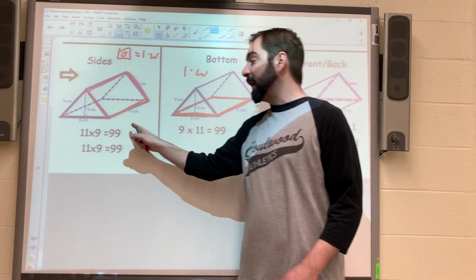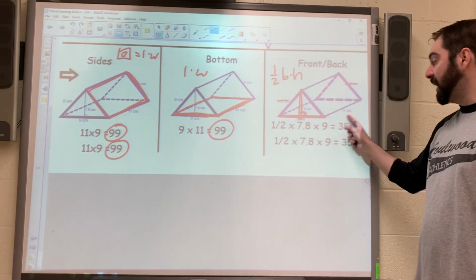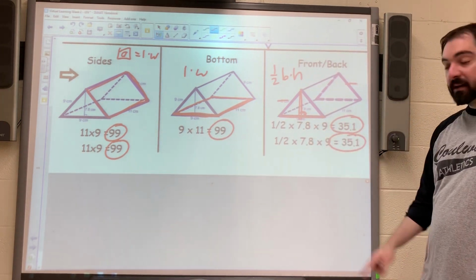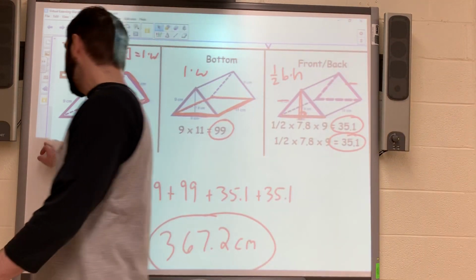I have all 5 dimensions. I have my left side, my right side. I have my bottom. I have my front. I have my back. Last step was to add them together. So again, this was just a review of yesterday's lesson.